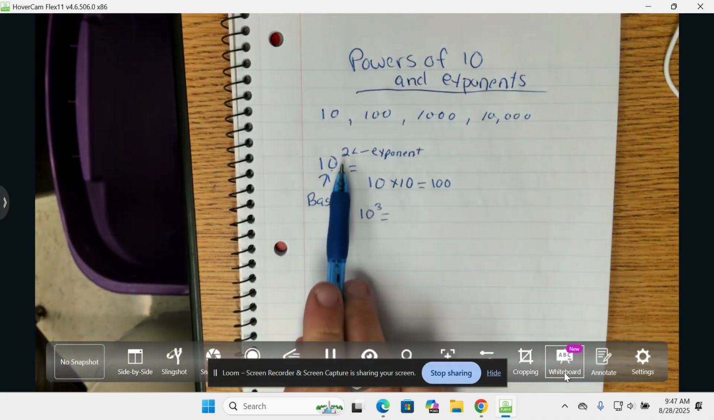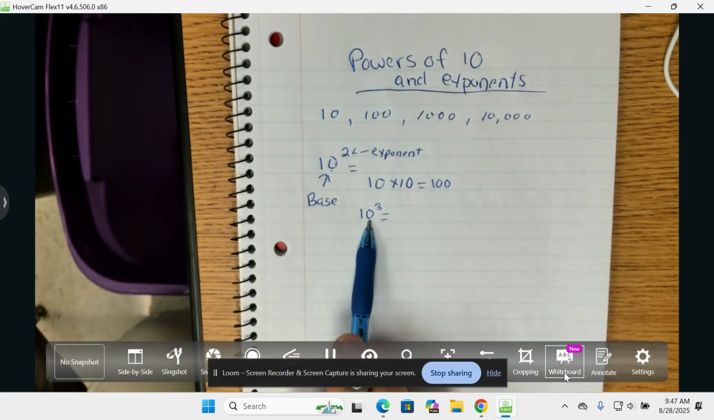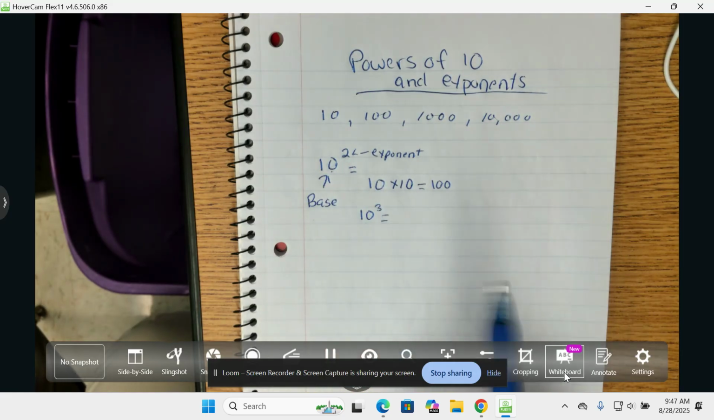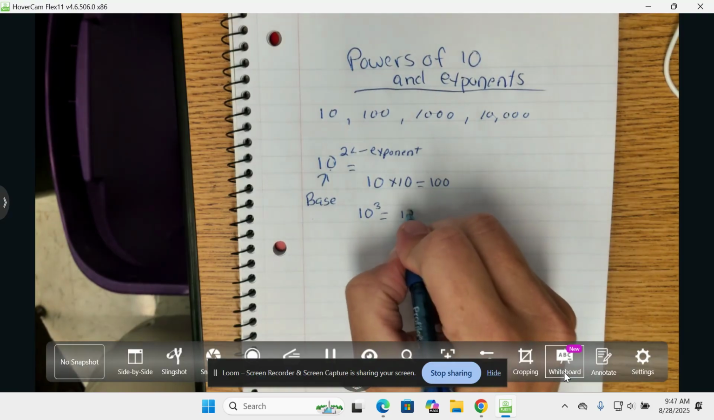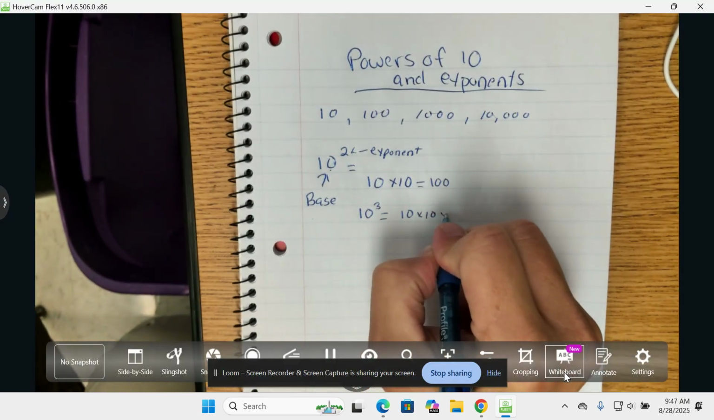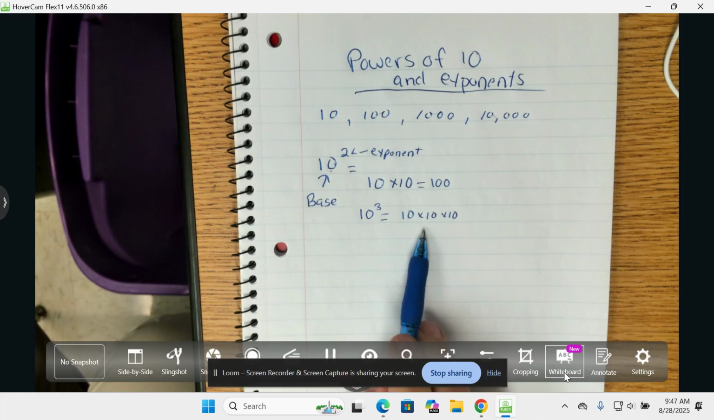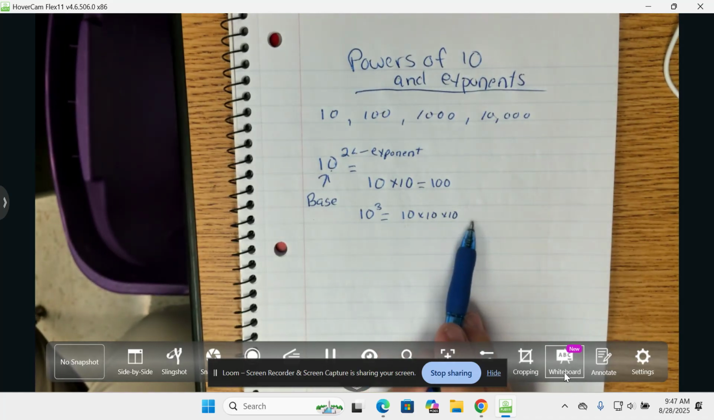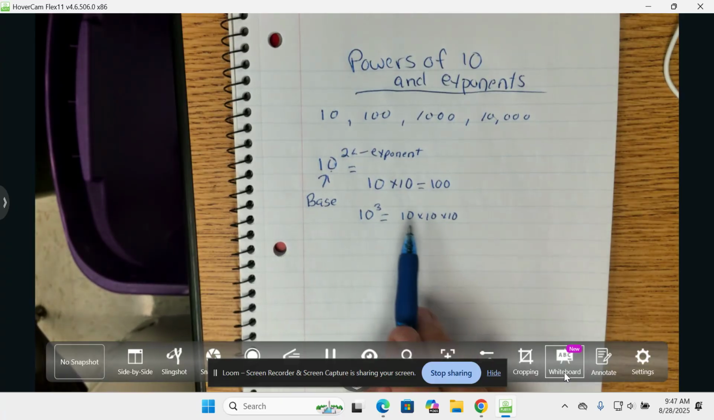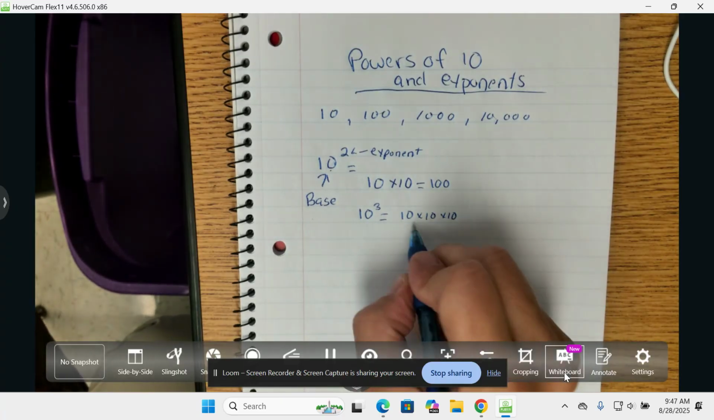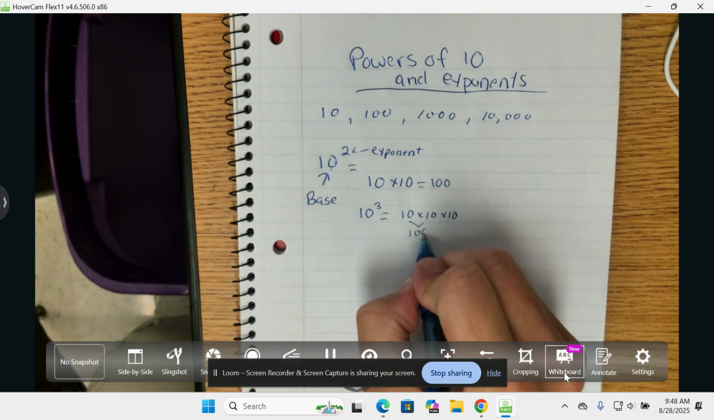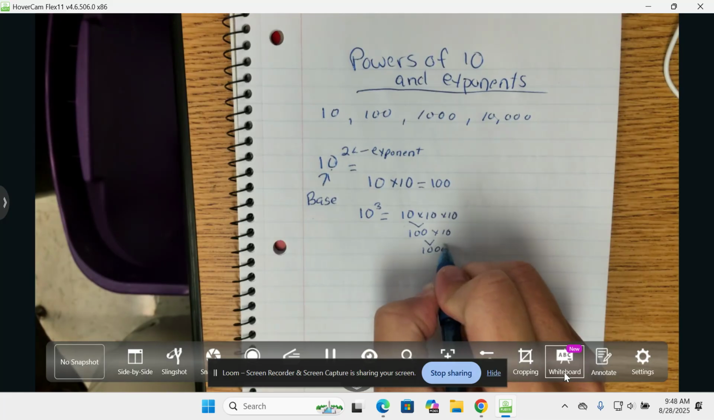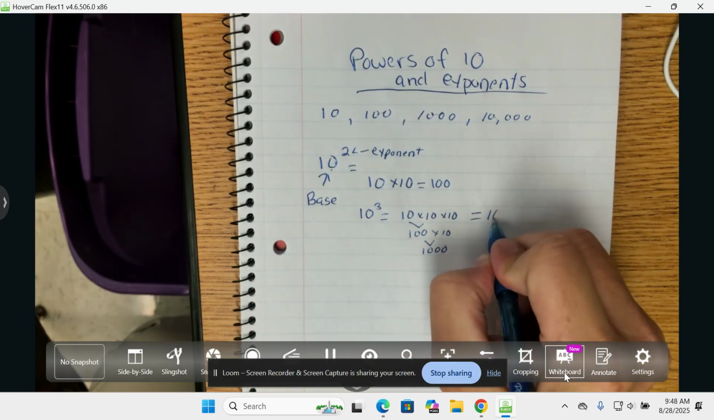Well, again, the exponent tells us how many times to multiply 10. So here I had the exponent of 2, I had to multiply 10 twice. This time I have to go 10 times 10 times 10. And if you notice, a wrong answer would be 30. Remember, we're not adding these, we're multiplying. So if you think to yourself, well, what's 10 times 10? If I solve that, that would be 100. And then 100 times 10, that would be 1,000. My answer would be 1,000.